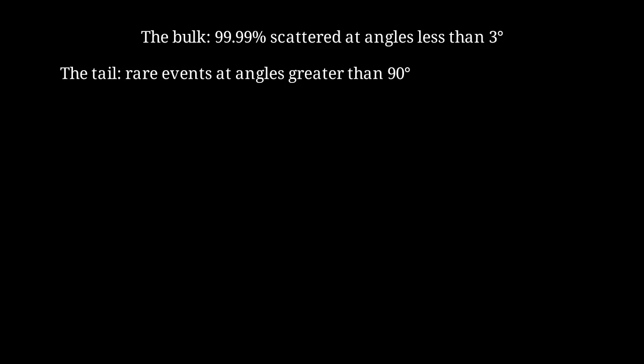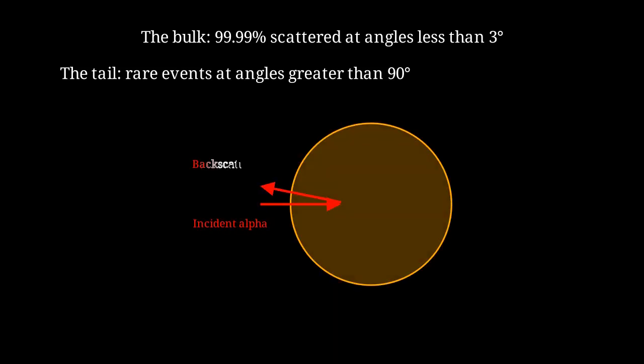Roughly 1 in 8,000 particles scattered at angles greater than 90 degrees. Some even bounced straight back. Imagine an alpha particle traveling at high speed, hitting the foil, and bouncing straight back toward the source. This should be impossible under the plum pudding model.